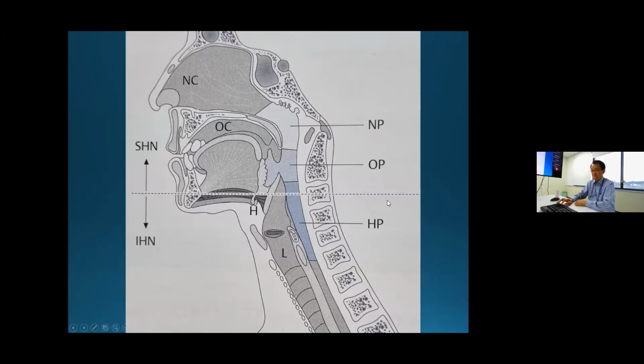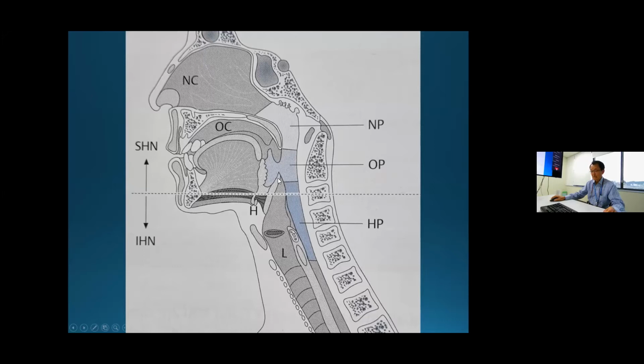So now in the neck, we have an anatomical landmark schema. Oropharynx is right here. Oropharynx. Okay.